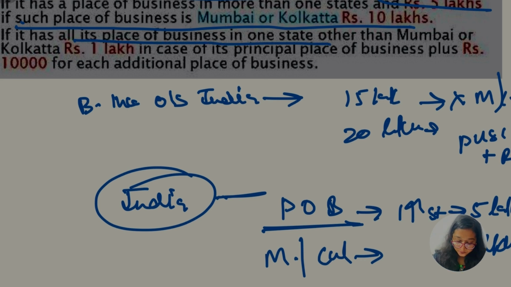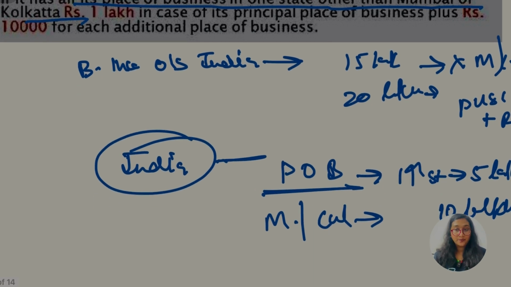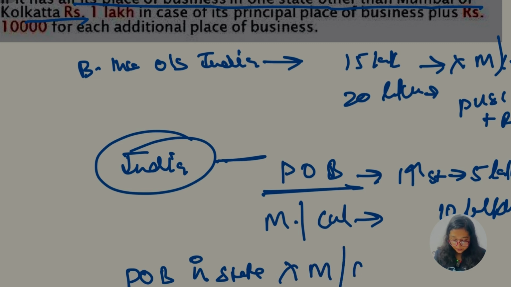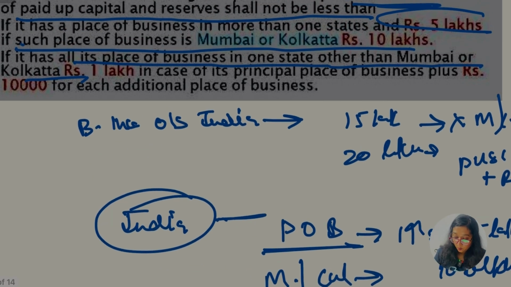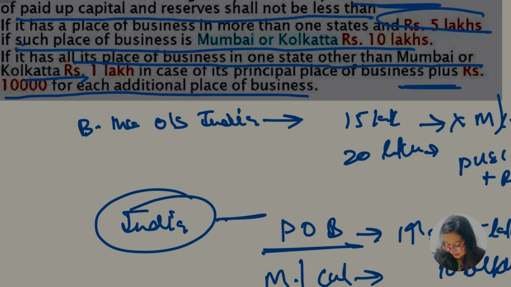Let's go for the next point. If it has all its place of business in one state other than Mumbai and Kolkata, in that case the paid up share capital and reserve amount is going to be 1 lakh, okay. And in case of its place of business, plus ₹10,000 for each additional place of business.